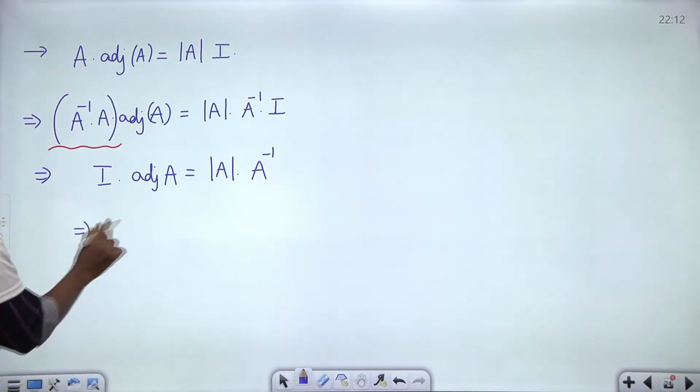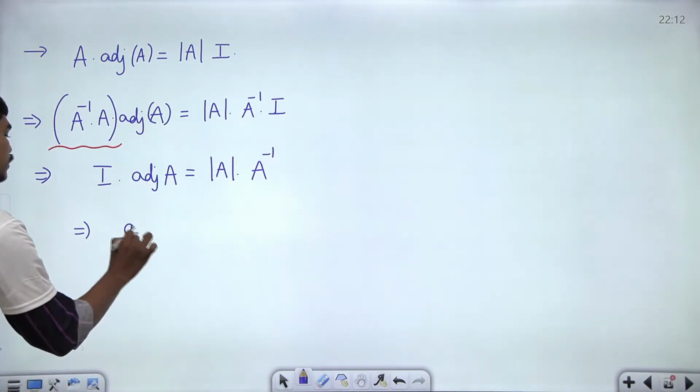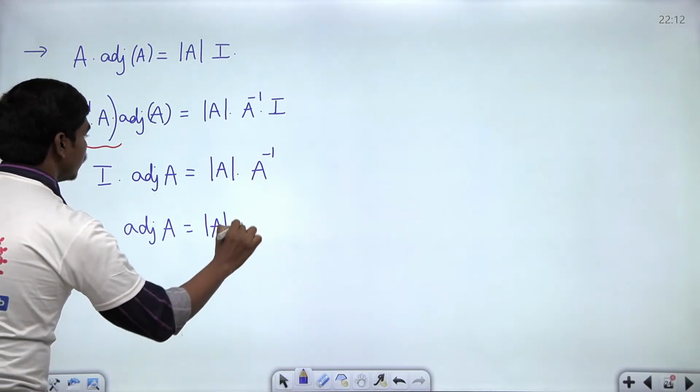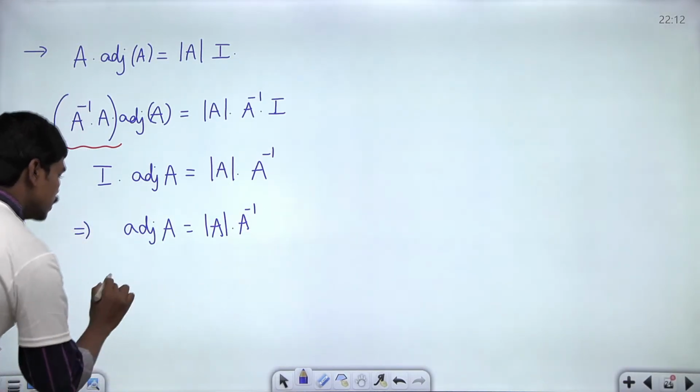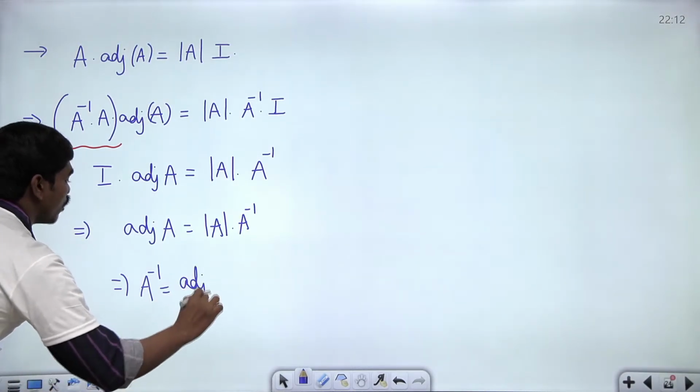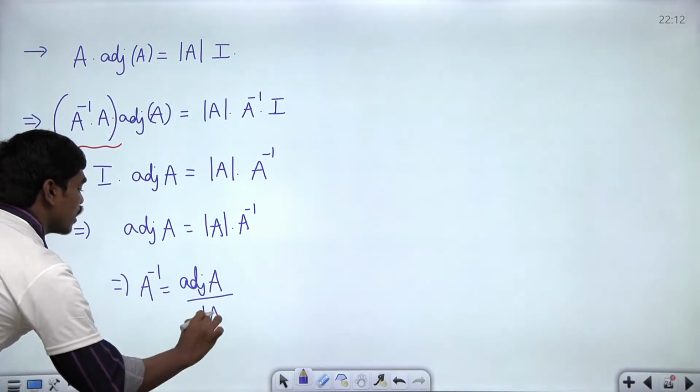So you know this result, if you follow here, this is adjoint A and this is equal to det A into I, det A into A inverse. So which means A inverse should be equal to adjoint of A divided by det A, correct?